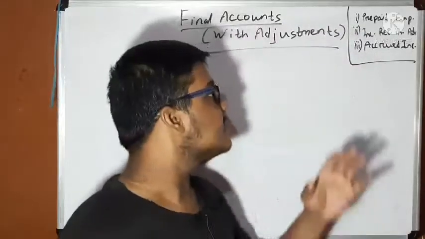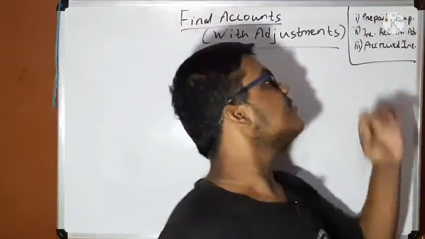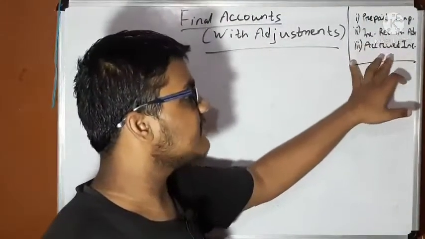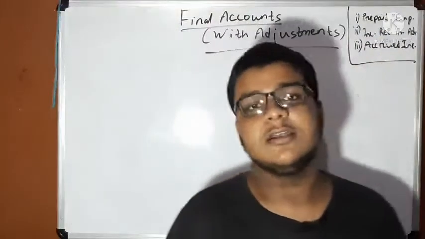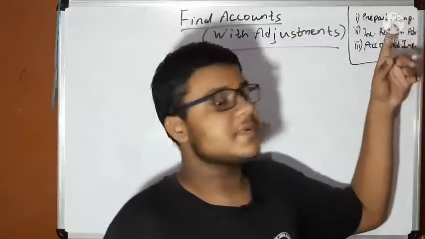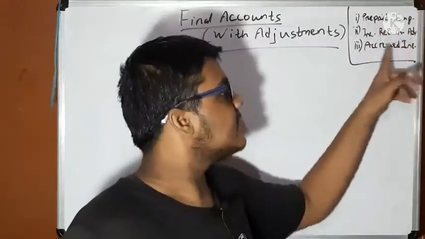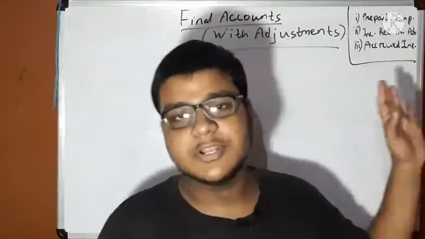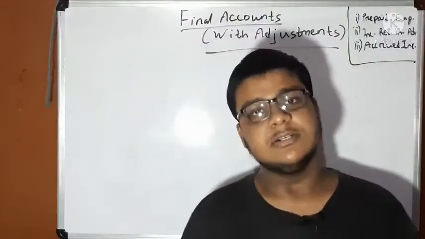So in this video, as you can see, we will go through three adjustments, that is prepaid expenses, income received in advance, and accrued income. So in this video we will discuss these three different adjustments. This one is related to the expenses part, and these two are related to income, as it is written, income received in advance and accrued income. So today we will discuss this. Let us start today's video.